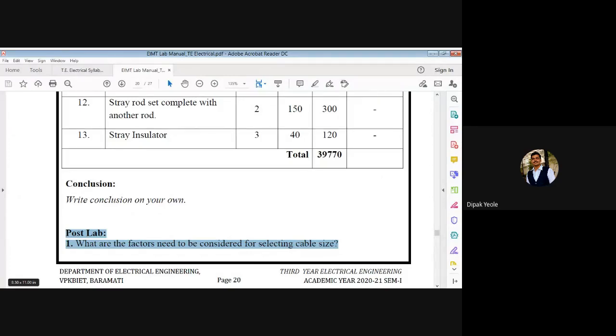Yes, so this is the second experiment related to the EIMT. So we have finished the 2 experiments. Those are the theory based experiments, and soon after the condition returns to normal, we will surely start with our performance based experiments.